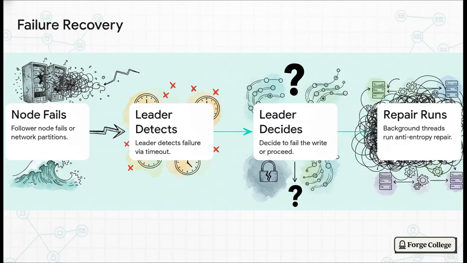When a follower node fails, the leader detects it via a timeout. The leader then has to make a split-second decision. Do we fail the entire write to maintain strict consistency, or do we proceed asynchronously just to keep the system available? Later on, when that broken node finally comes back online, background threads run what we call anti-entropy repair. Sounds like a sci-fi movie, right? To clean up the mess and sync the data back up.